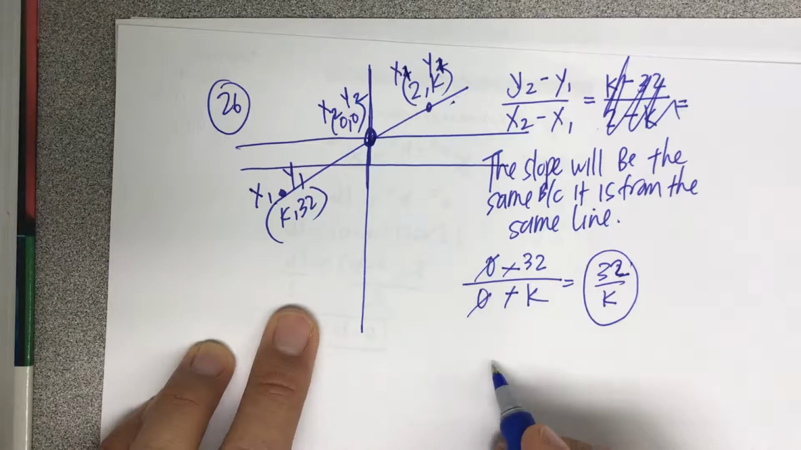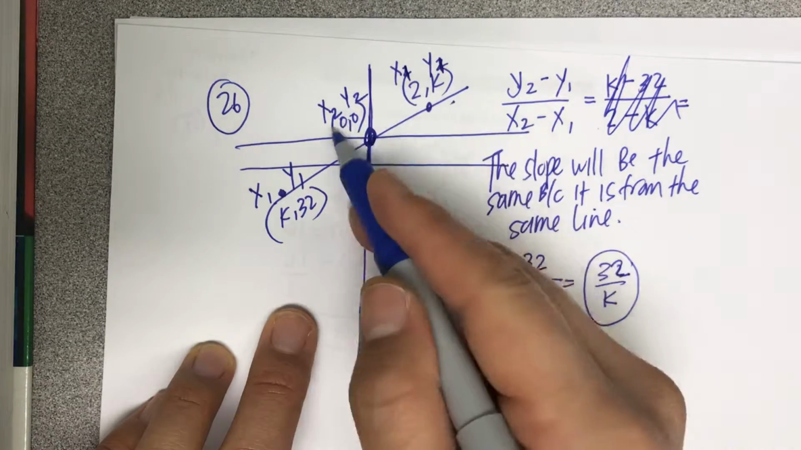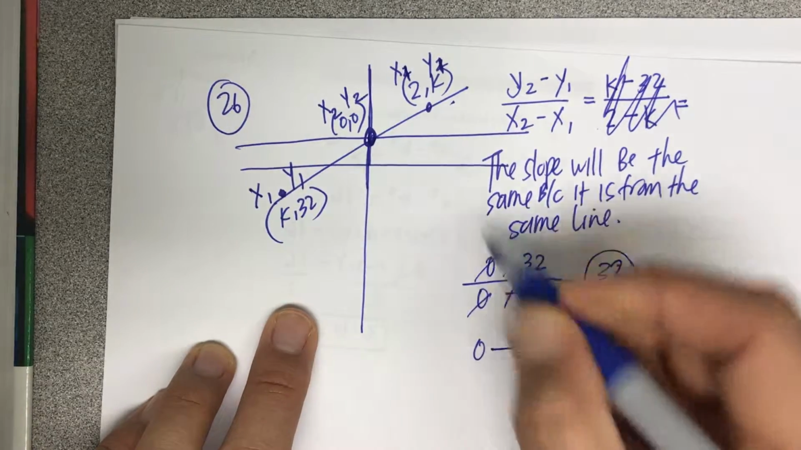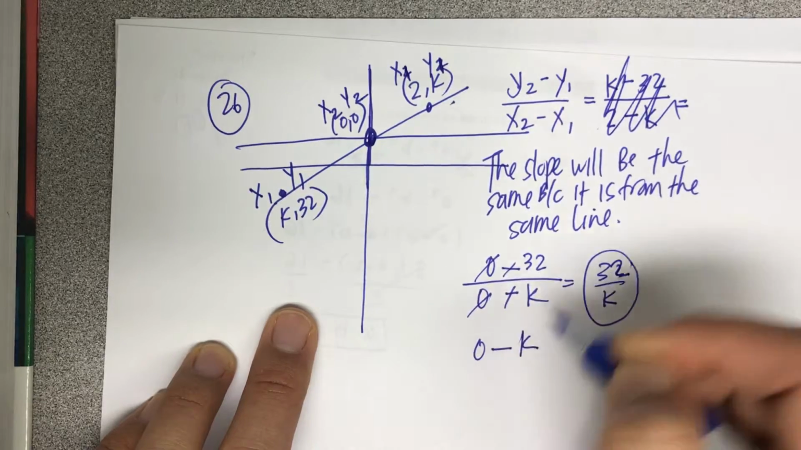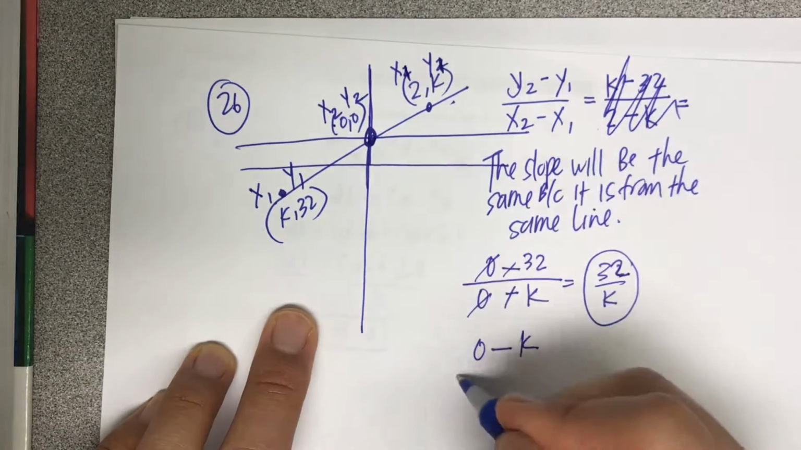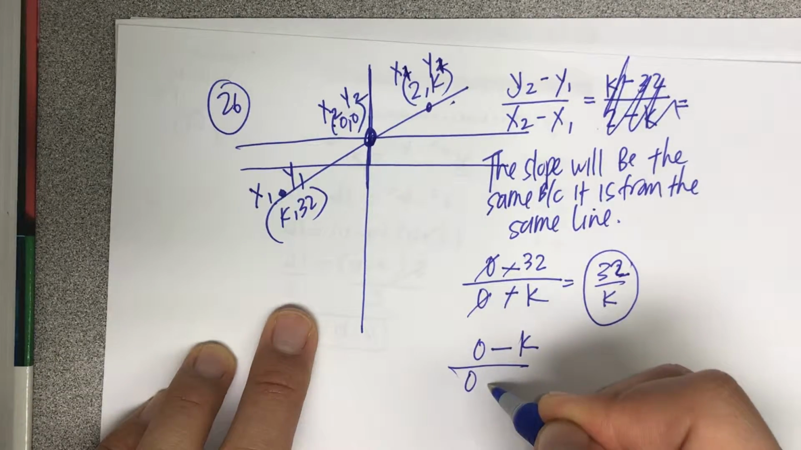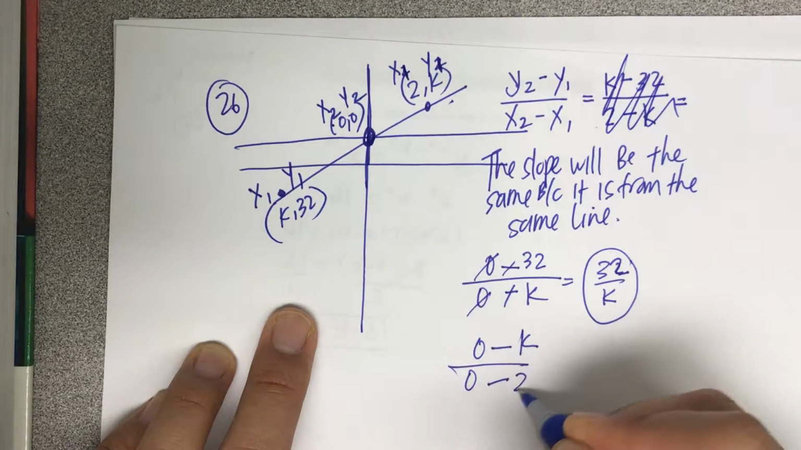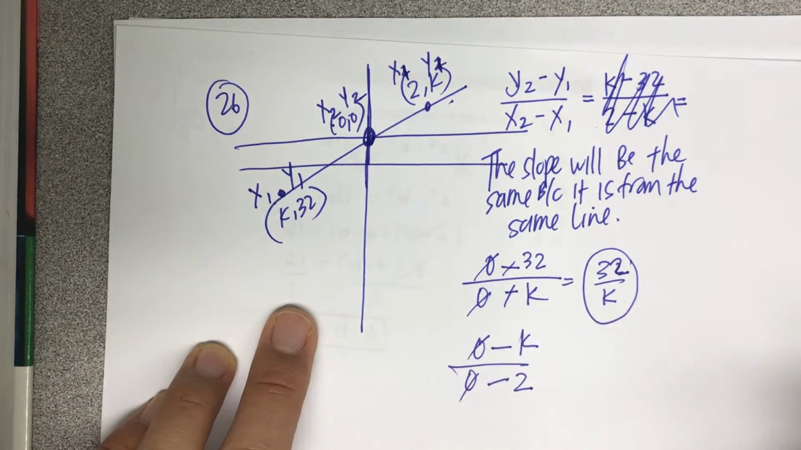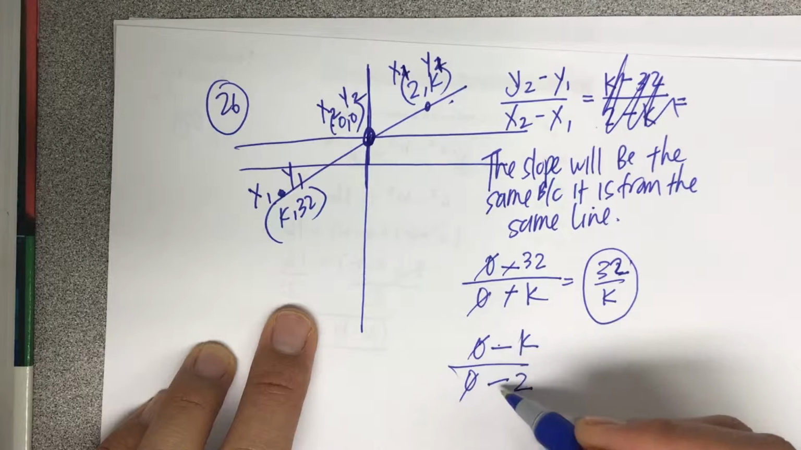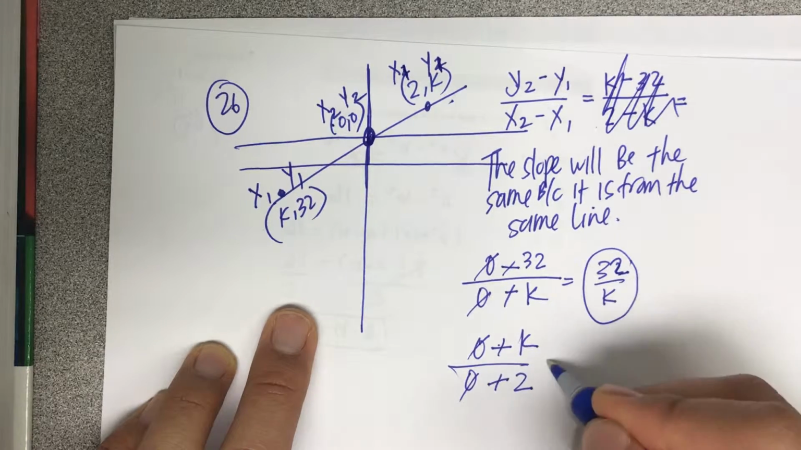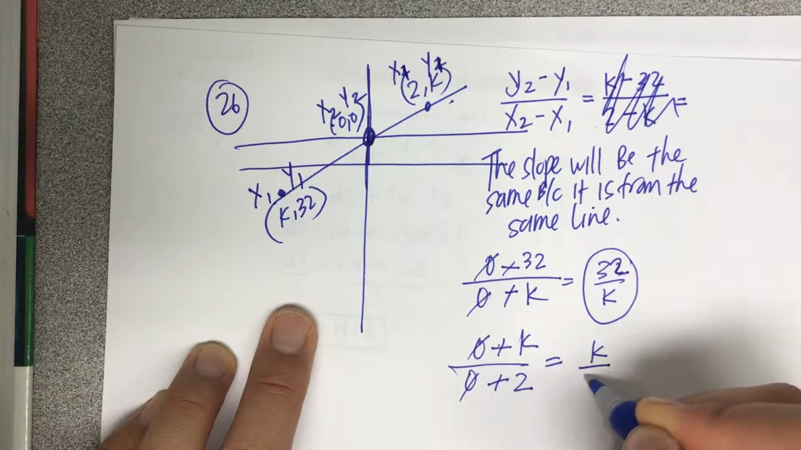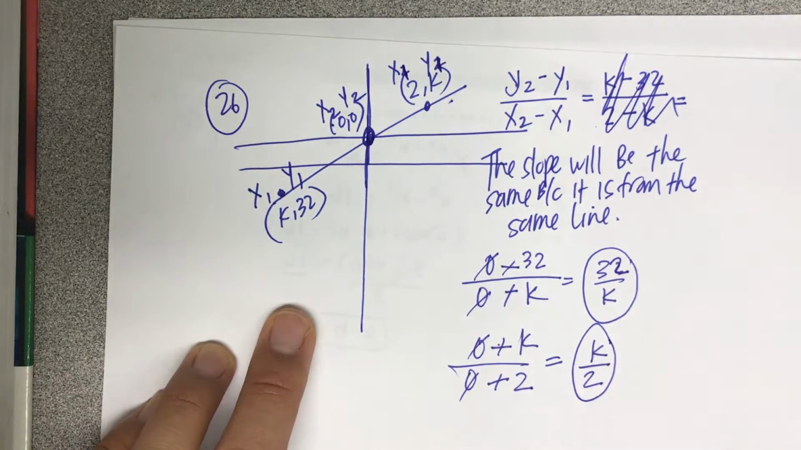Let's find the other slope. y2 is 0 minus y1, which is k, over x2 which is 0 minus x1, which is 2. Zeros are going to cancel out because no one cares about that. A negative and a negative are going to become positive. And the next slope is going to be k over 2.